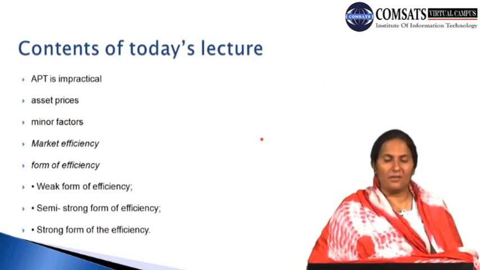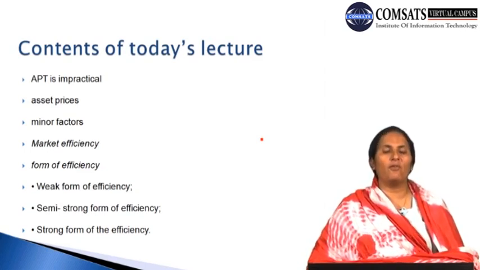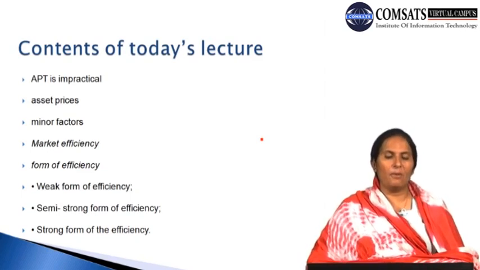So what is the market efficiency? We discussed this. Basically, market efficiency indicates the optimizing behavior of the individual and optimizing behavior of the worker. Then we have forms of efficiency. We have different forms of efficiency: weak form efficiency, strong form efficiency, and the semi-strong form efficiency.